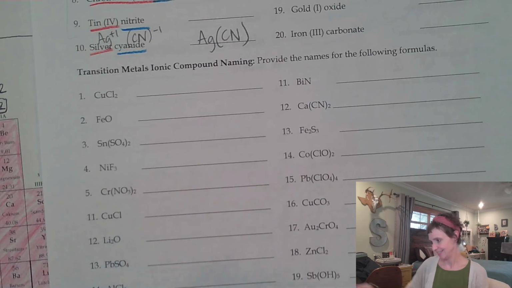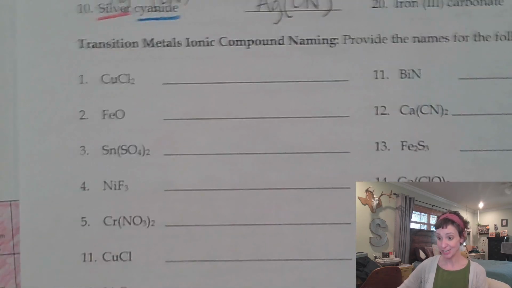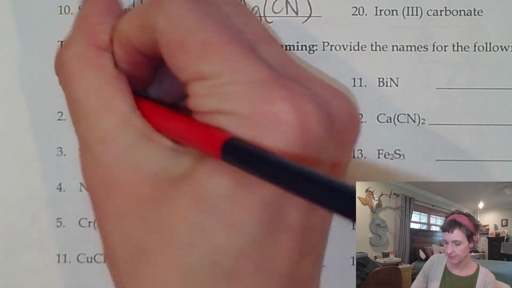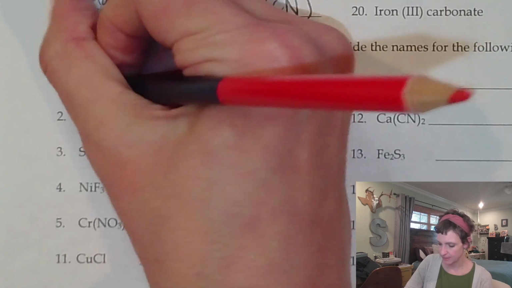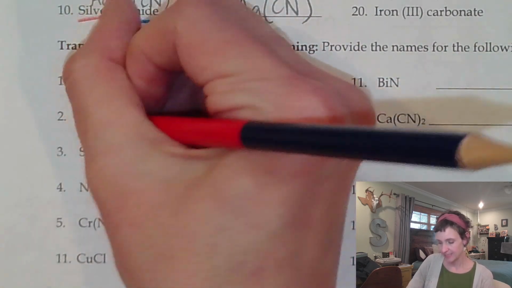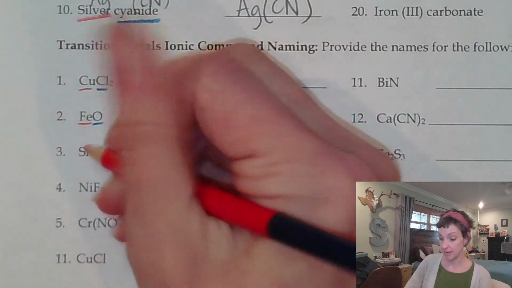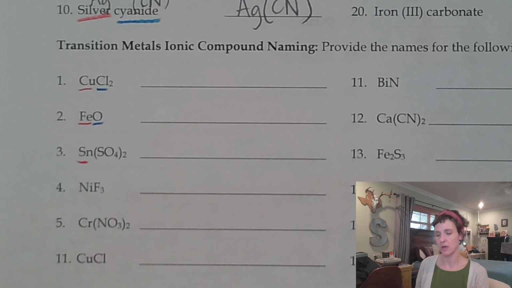Okay, so let's get to this example. First, let's double check, make sure we have a red thing and a blue thing. Copper, yep, he's a metal. Chlorine, yep, he's a nonmetal. Iron, yep, he's a metal. Oxygen, yep, he's a nonmetal. Tin, yep, he's a metal. Oh my gosh, lots of things.